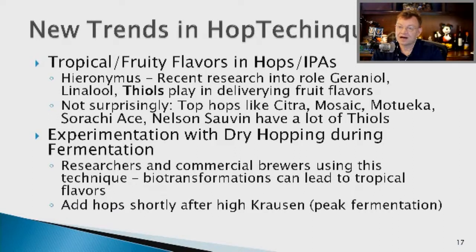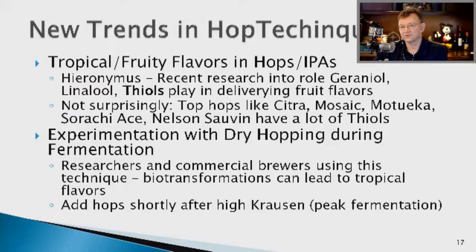So anyways, hops that are high in geraniol and linalool are very good for using in this technique that I'm going to mention. And that includes things like Citra, Mosaic, Motueka, Sorachi Ace, Nelson Sauvin. They have high levels of geraniol and linalool. They also have thiols in them, which are actually really important too. The thiols play a critical role in getting the fruit flavor in the finished beer.